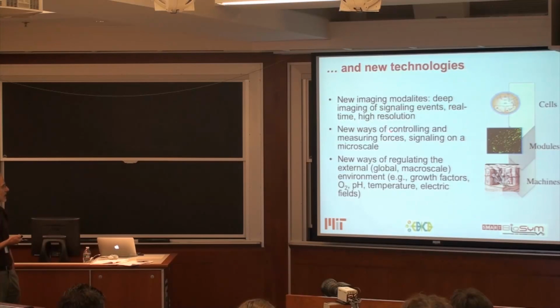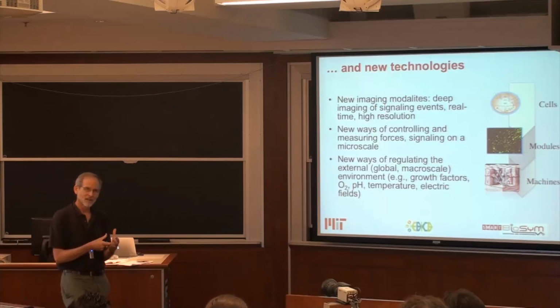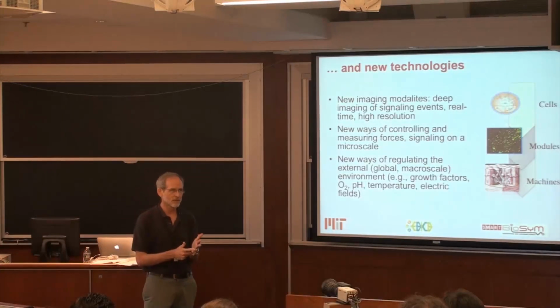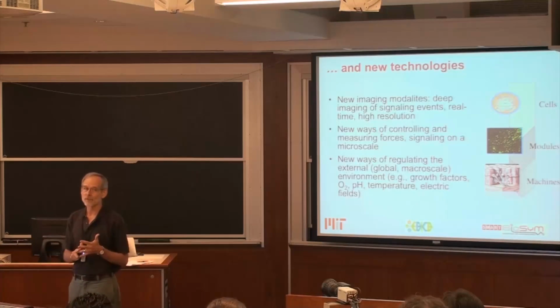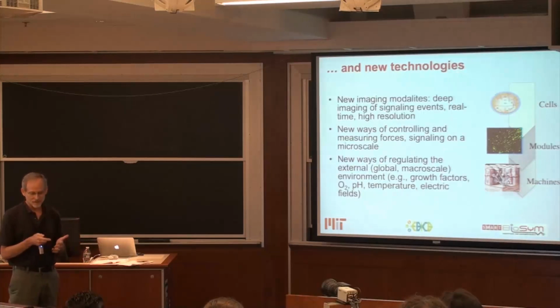And then ultimately, we had to have new ways of controlling and measuring the forces and the signaling on a microscale. Again, the forces, the mechanobiology aspect is critical. And then finally, new ways of regulating the external or global macroscale phenomena or signals that are being received. The environment that the cells are in: growth factors, oxygen partial pressure, pH, temperature, electric fields. Being able to control these in a macroscopic way, either for an embryonic body or an embryo or a collection of cells, is going to be critical in being able to develop these machines. And this is really where the microfluidics comes in.